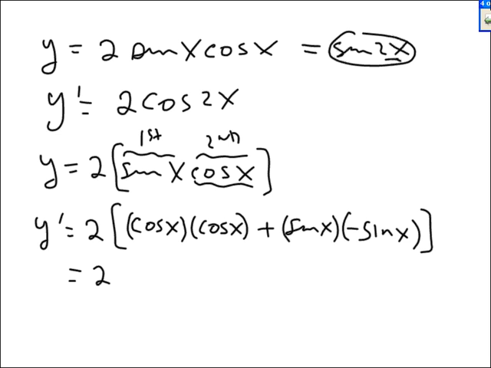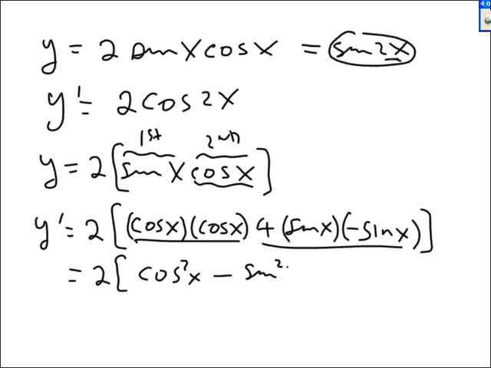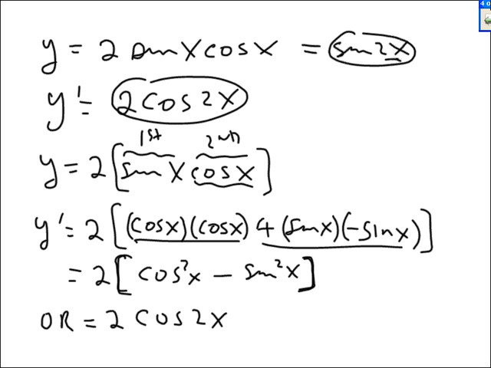And this is 2 times, that's cosine squared x. And the sign here is going to be minus, and sine x times sine x is sine squared x. And just for the record, you can leave your answers like that, or you can say that what's in these brackets is just cosine of 2x. That's exactly what we got above.